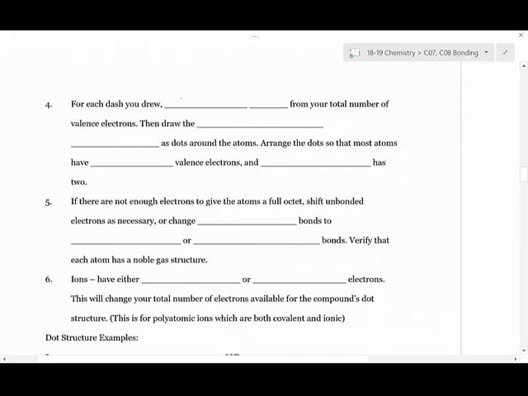For each dash you drew, you need to subtract 2 electrons from the total number of valence electrons. Then you draw the remaining electrons as dots, and we will always do them in pairs. So 2 dots will be together north, south, east, and west around the element symbol. Arrange the dots so that most atoms have 8 valence electrons, and of course hydrogen would only have 2.